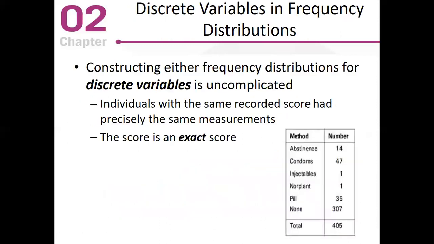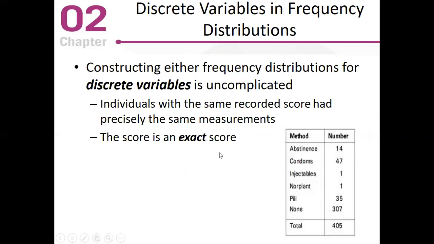Here's an example of computing a frequency distribution for a discrete variable. So far we've been talking about continuous numerical variables. Here we have method of birth control. This is nominal data, non-numerical data. And these are the number of people in some kind of study that are subscribing to being on that method of birth control. And we can total them all up to get the total number of people in the study.